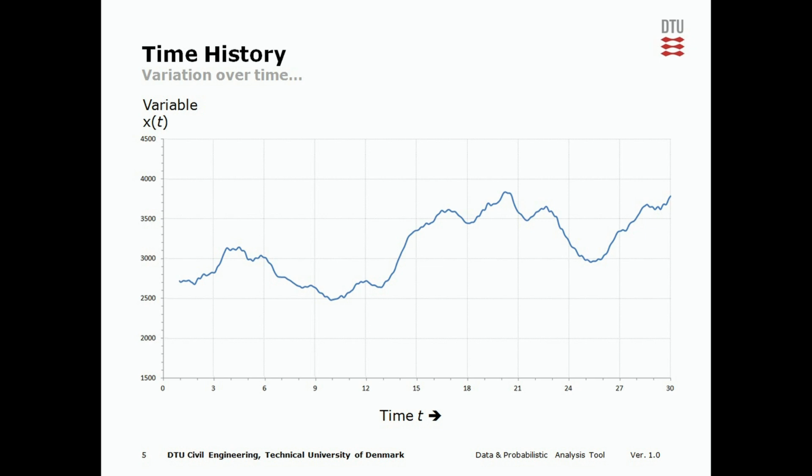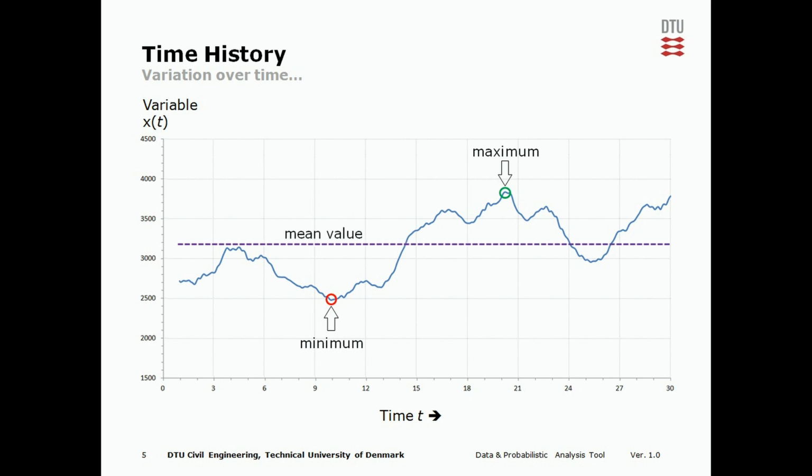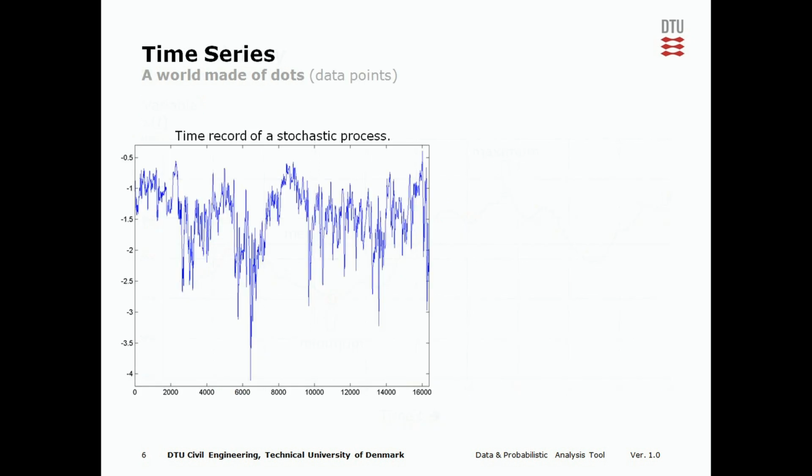For example, in this time history, we can identify a minimum and a maximum value, which later becomes relevant if we talk about extreme loads or characteristic loads for structural design, if this would be a load time history. Furthermore, we can say that the individual data points within this time history vary around a common mean value.